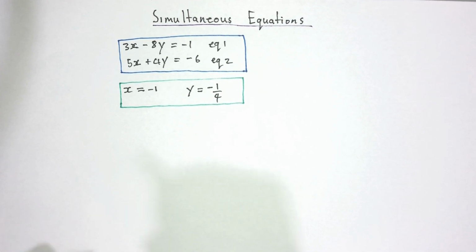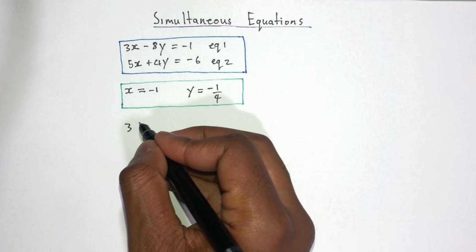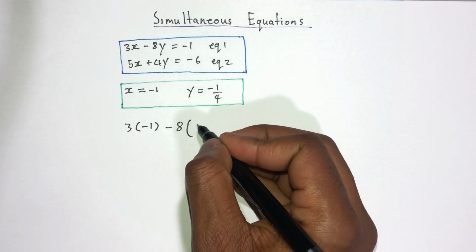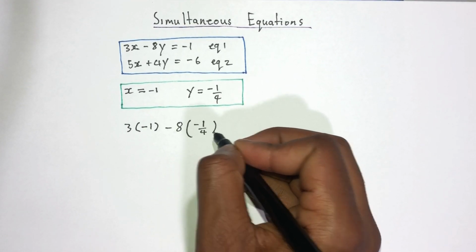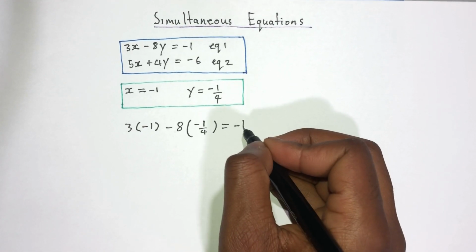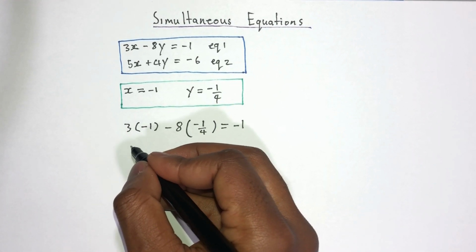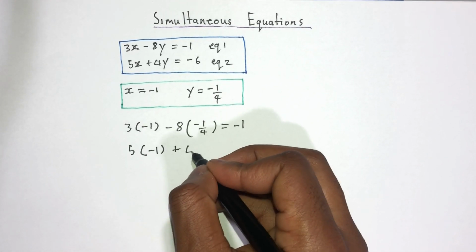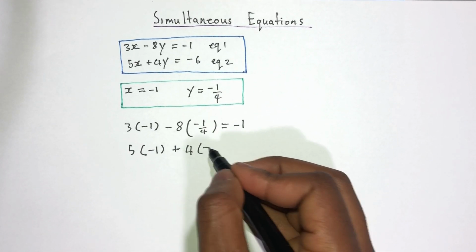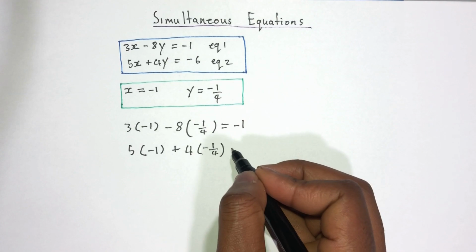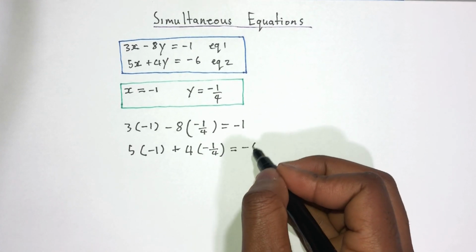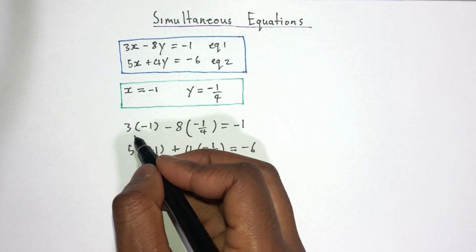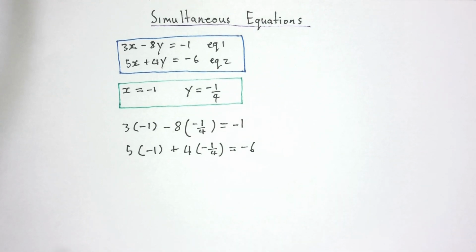Let's check our answers. 3x minus 8y gives us negative 1. 5x plus 4y gives us negative 6. So pause the video and check our answers.